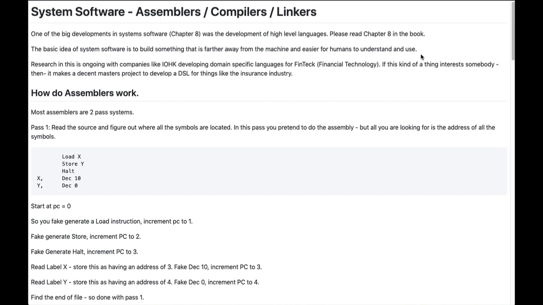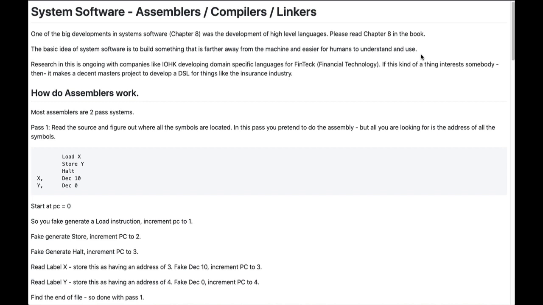During the first pass, let's say we take this little program that's got a load, a store, a halt, and declares two locations, X and Y, for storage. We start out at a PC of 0. This is not running the code, this is writing out the assembly instructions. We start at location 0 at the beginning of our little piece of code.